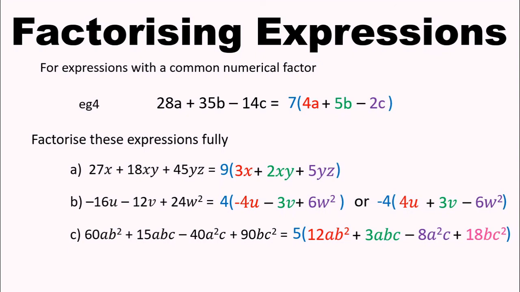Double check that we've got the right number of terms inside the bracket. Check that it would multiply out correctly. And check that there are no common factors apart from 1 inside this bracket. Those two could both be divided by 3, so could 18, but not the 8. Those 3 could all be divided by 2, but not the 3. So I think we're good. I think we factorized that fully.